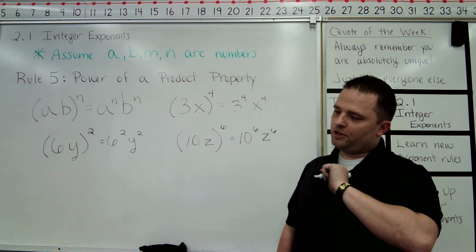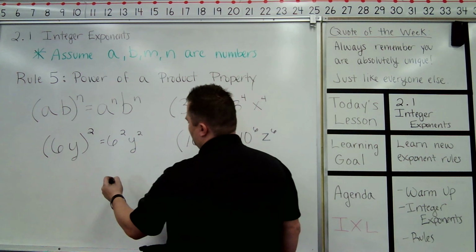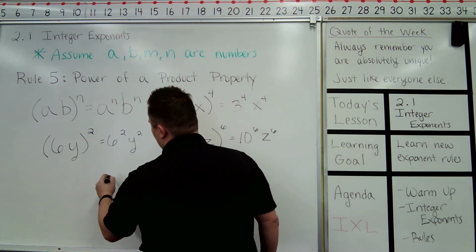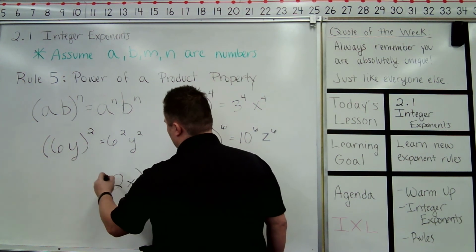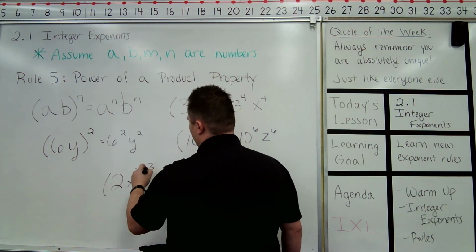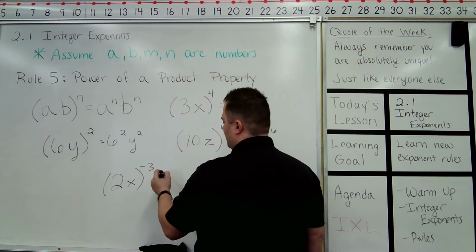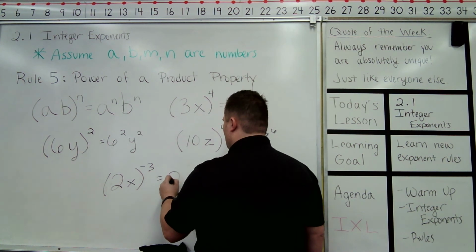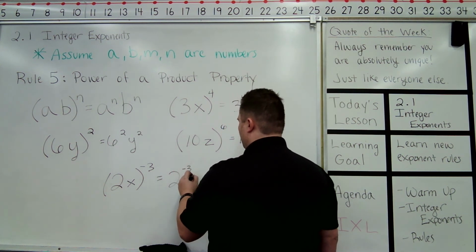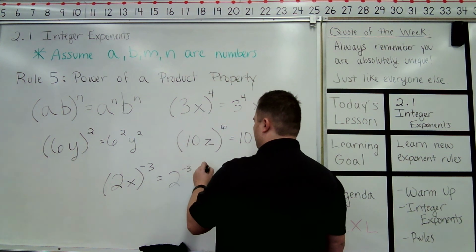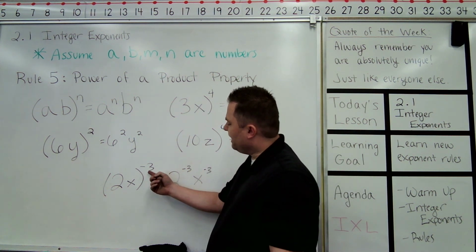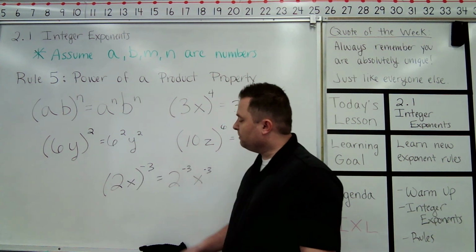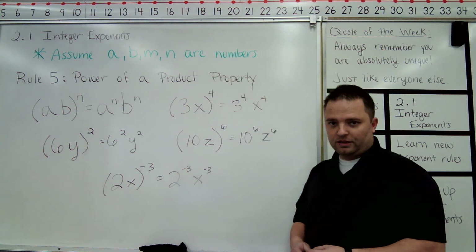And one last one for good measure. Let's do a negative this time. (2x) to the negative 3 can be rewritten as 2 to the negative 3 times x to the negative 3. You could think of it as giving this exponent to both of those things being multiplied inside the parentheses.